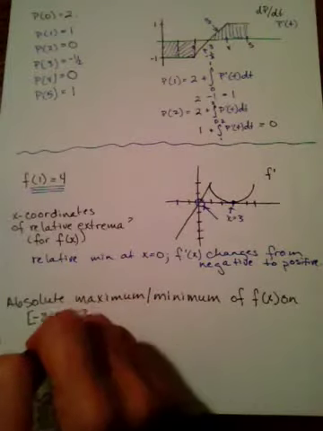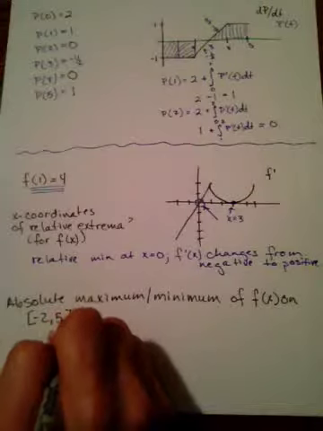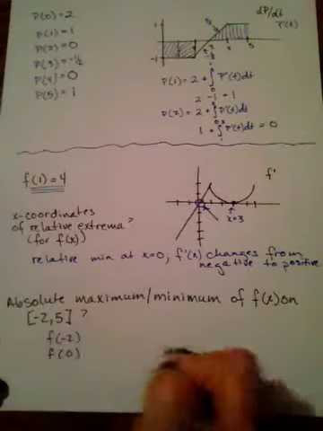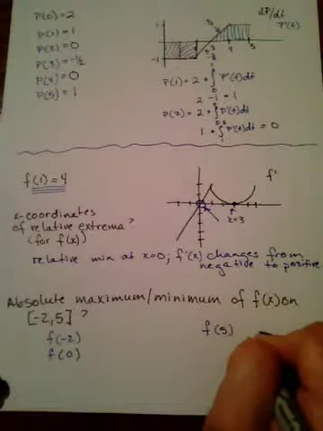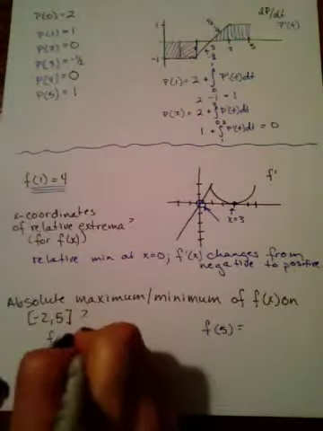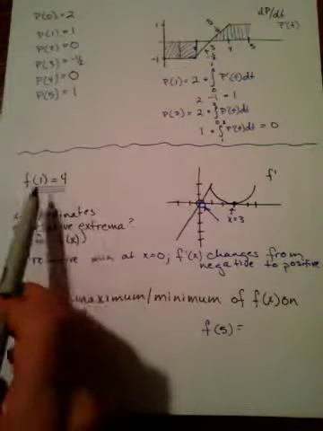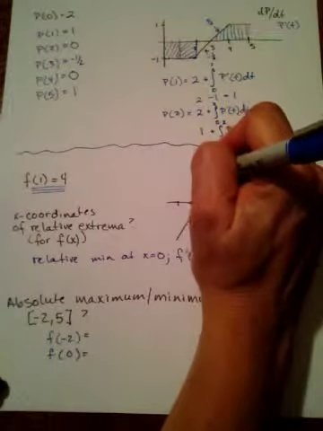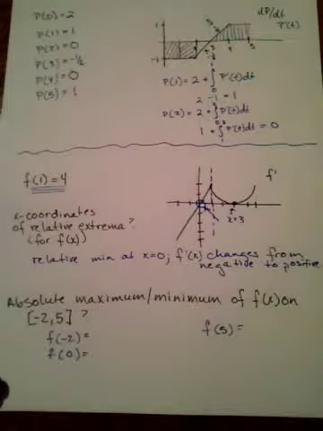So the candidates are, let's see, we're going to have to find f of -2, f of 0, and f of 5. The highest number we get will be the max, the lowest number will be the min. All I know is that f of 1 equals 4. So I'm going to mark that on my graph right here. That is going to be my start amount.